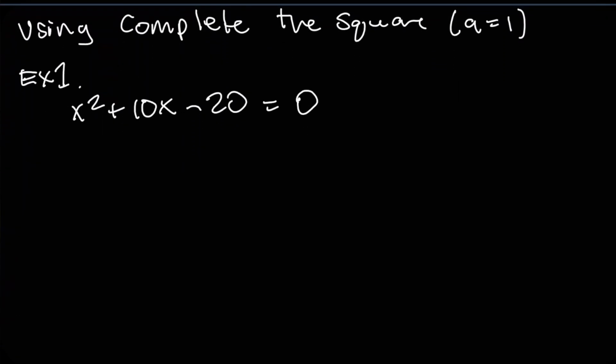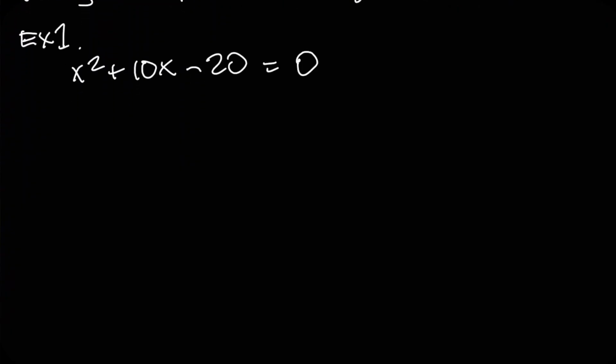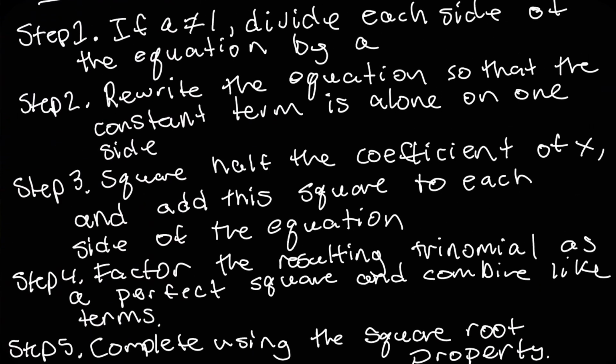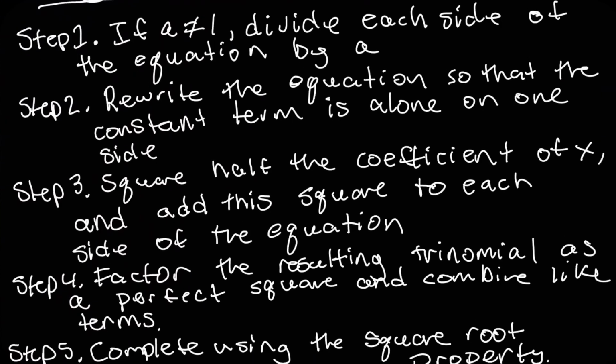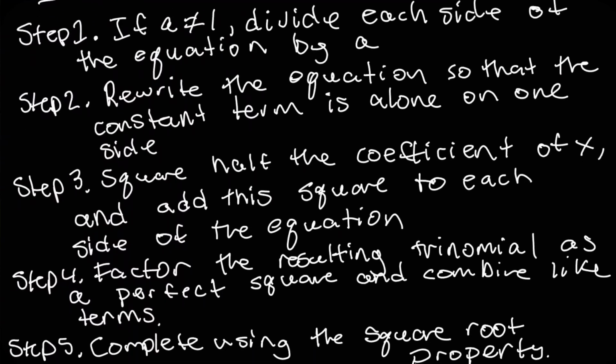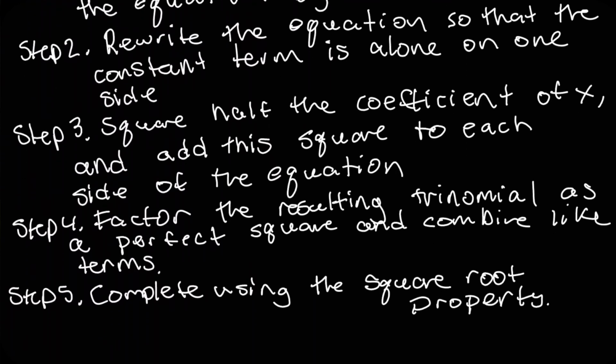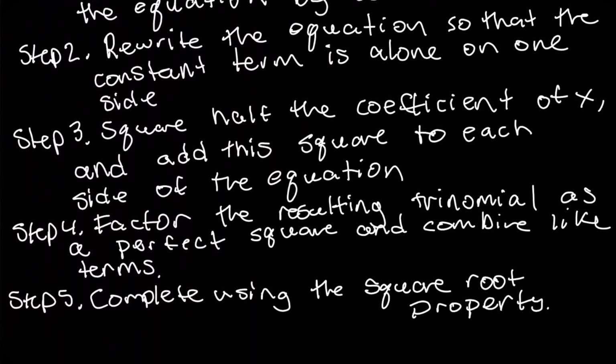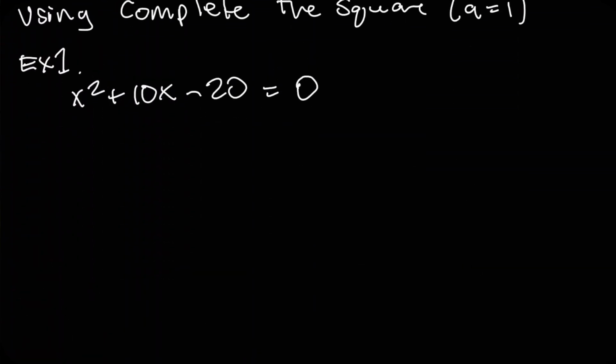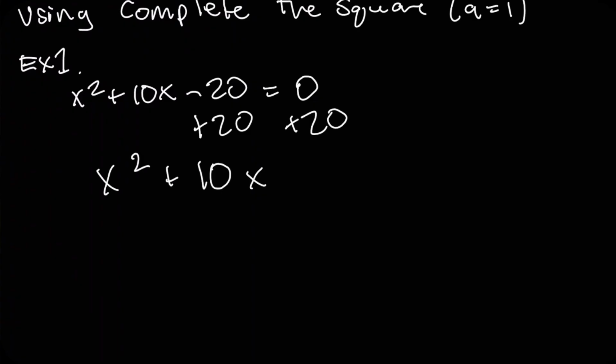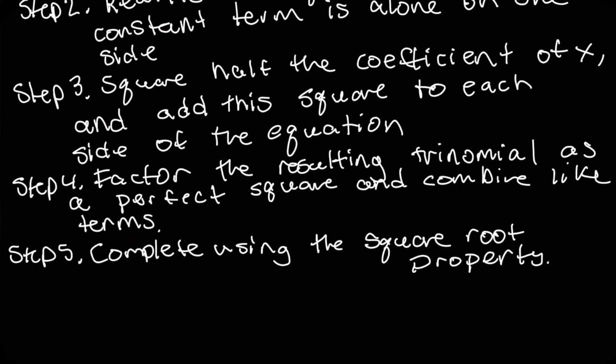So using complete the square, in our case a is equal to 1. We'll look at this first example. So when a is equal to 1, step number 1, we have a is equal to 1, so we don't necessarily have to do step 1, but we do want to rewrite the equation so that our constant term is alone on one side. So constant term alone on one side, go ahead and add your 20 to the right hand side. So we'll be left with x squared plus 10x is equal to 20. And now that we have our constant term, we can go ahead and move on to our next step.